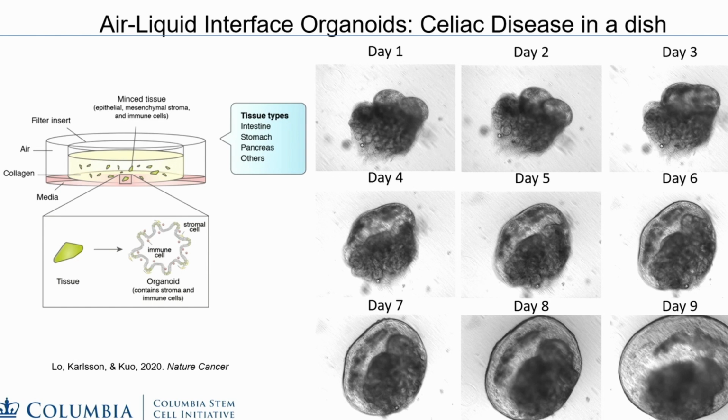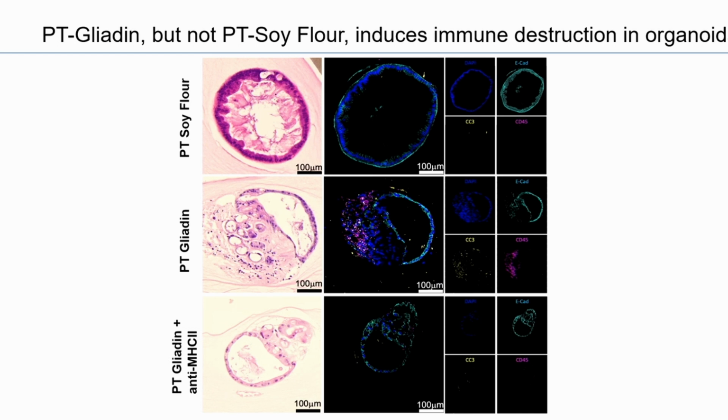So what we're using now in our lab is this air-liquid interface organoid culture. There's a really nice paper in Nature that was published this year by Calvin Kuo's group, where we can take intestinal organoids from patients, and they retain their immune cells, and we can actually recapitulate celiac disease, as we show here. In this organoid we can treat it with gliadin and get intestinal inflammation that appears to be mediated by CD45 positive T cells, and we can block that with anti-MHC class 2 by blocking the activation of CD4 T cells.